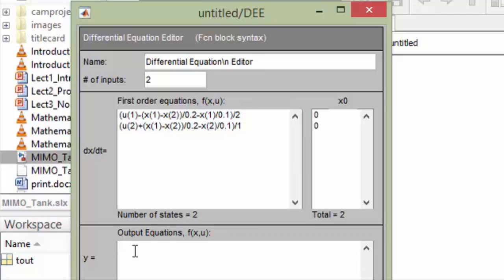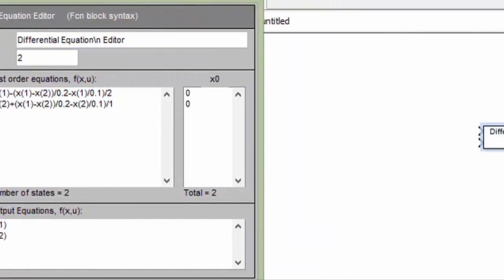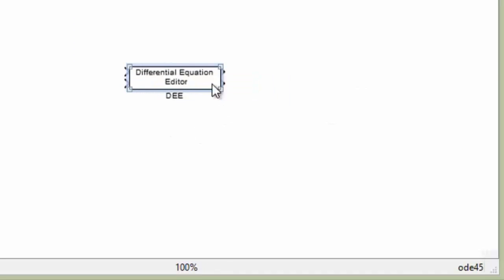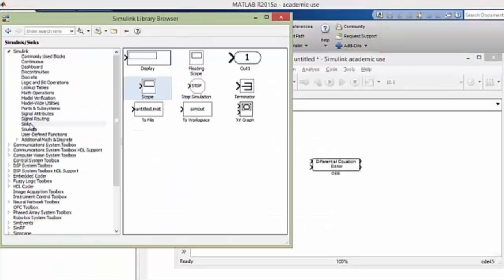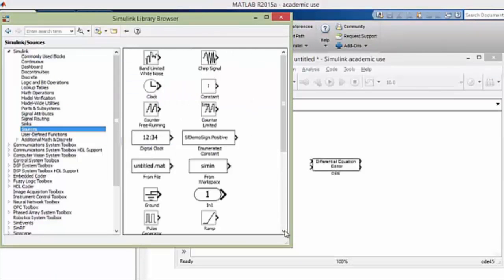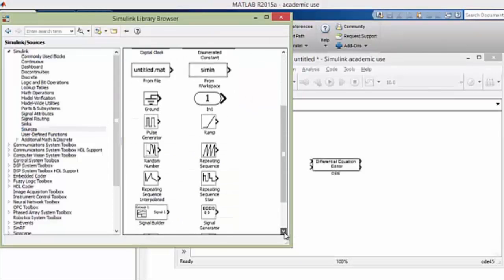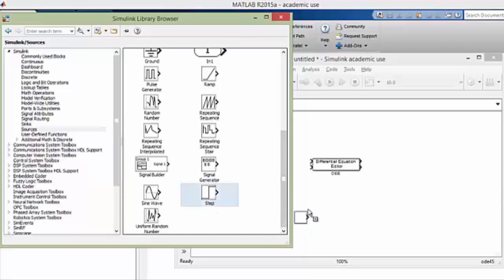Now the output equations. Since we are interested in observing both level 1 and level 2, x of 1 and x of 2 are both part of the output equation. Now you can see the number of inputs and number of outputs updated in the block we initially developed. According to the output equations, two outputs are there now, and according to the inputs you gave, we have two inputs. Now we can take other basic blocks, step input and scope for monitoring. Then we can simulate the system.